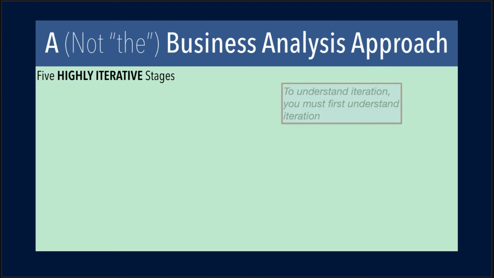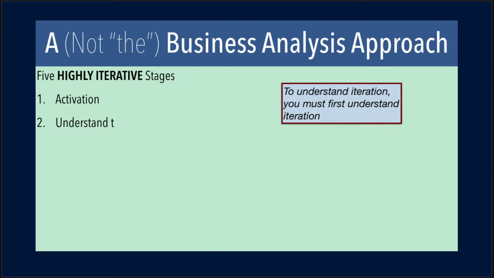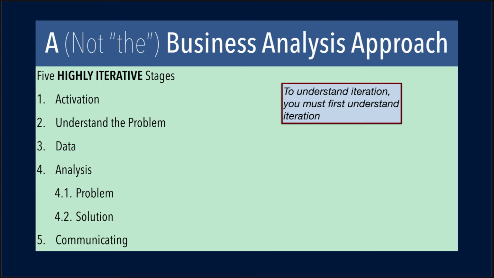And that's the 5 highly iterative steps. We don't do them in serial. We don't just go from 1 to 2 to 3 to 4. We do 1 to 2 to 3, back to 1 to 2 to 3, back to 2 to 3 to 4, back to 2, 3, back to 1, etc. So it's highly iterative.